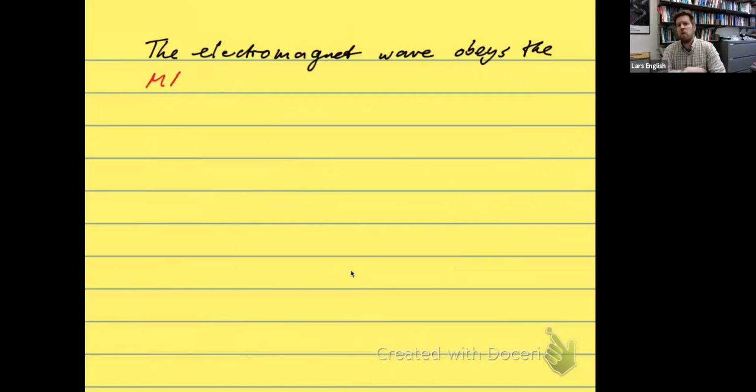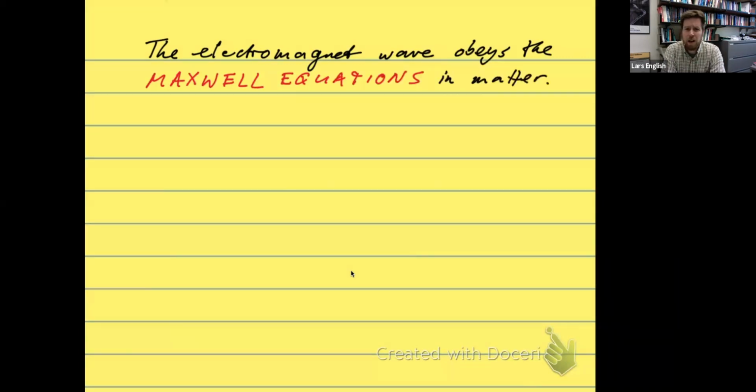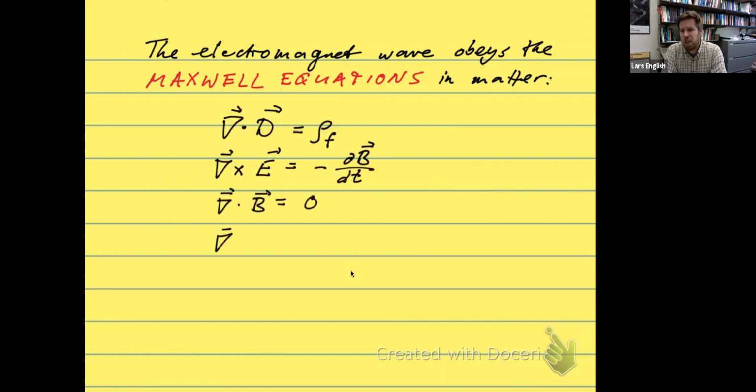Now the electromagnetic wave, of course, is described by Maxwell's equations. The famous Maxwell equations that govern all electromagnetic phenomena. There are 4 such equations. What are they? Here they are.